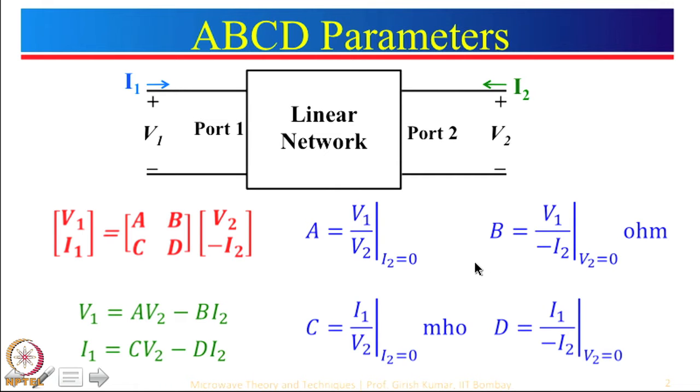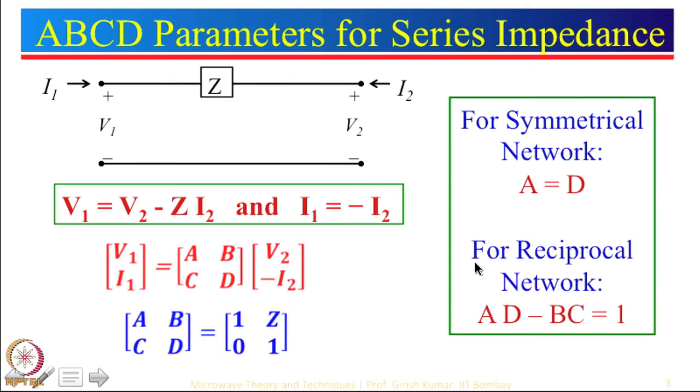Now, let us just take some example and see how we can find out ABCD parameters. To start with, we will take a very simple problem, and then we will build upon these small things to analyze a more complicated configuration. So, ABCD parameters for series impedance. You can see here there is port 1, this is port 2, and there is only a single element which is a series impedance.